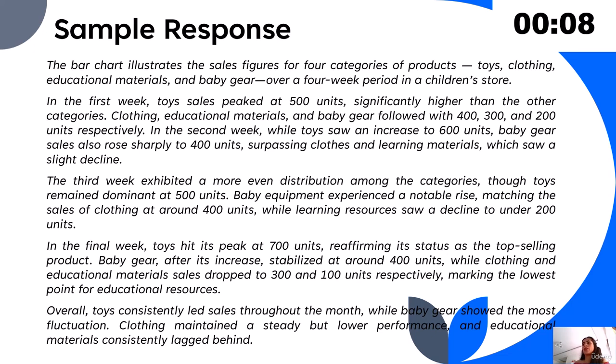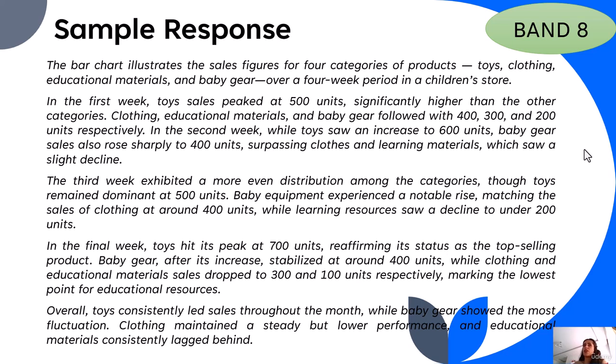All right, let's discuss this response. It received a band 8, a higher band than the previous response. Talking about task achievement, the response fully addresses all aspects of the task. It provides a clear overview of the main trends, highlights specific details, and makes comparisons between the different product categories. There is no irrelevant information, and the response accurately interprets the data presented in the bar chart.